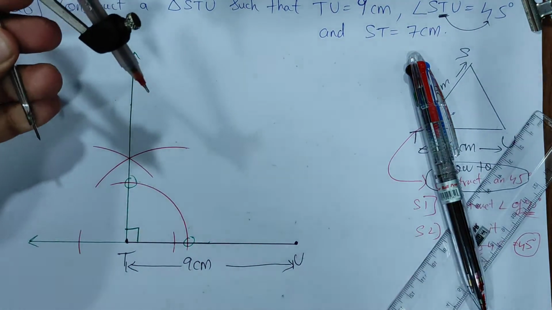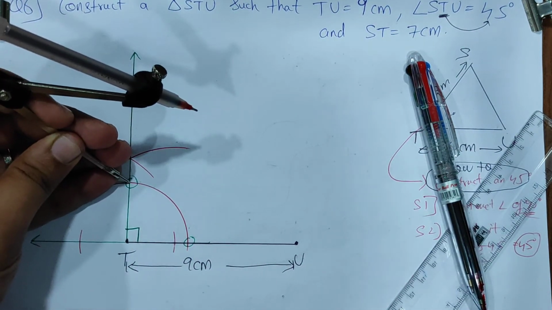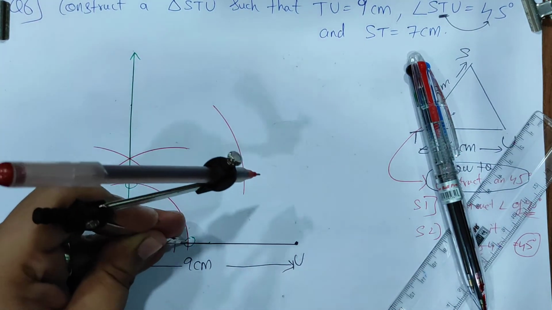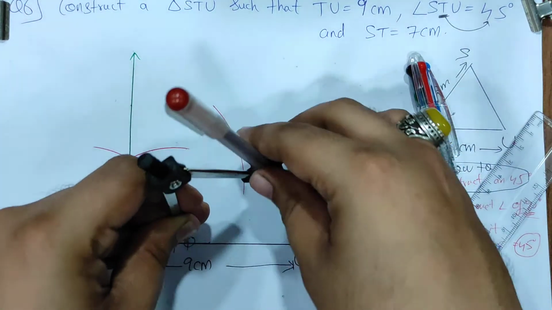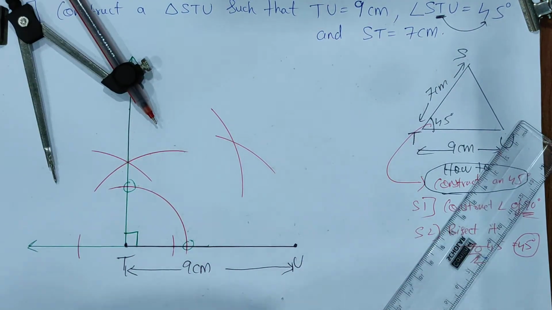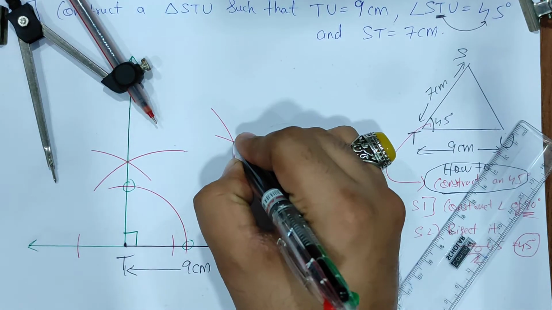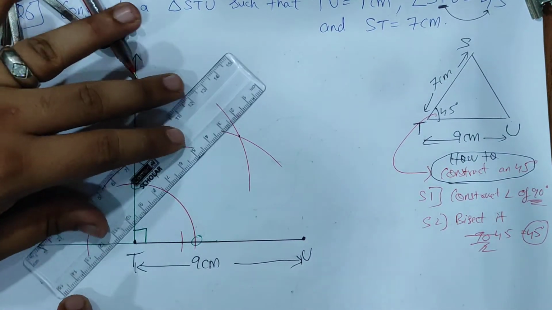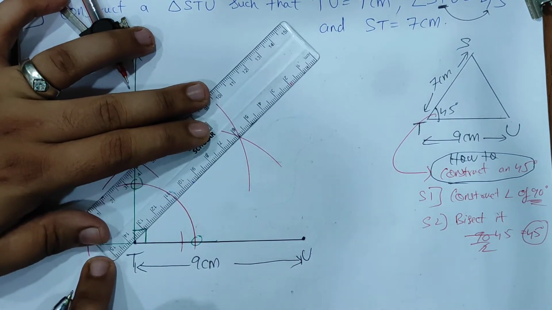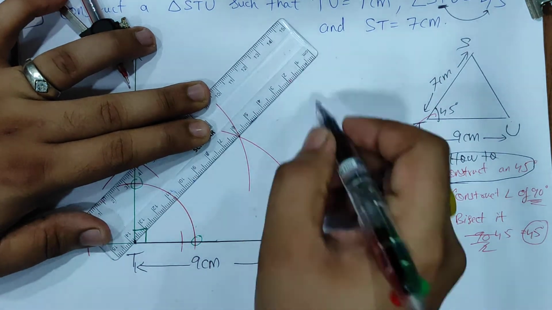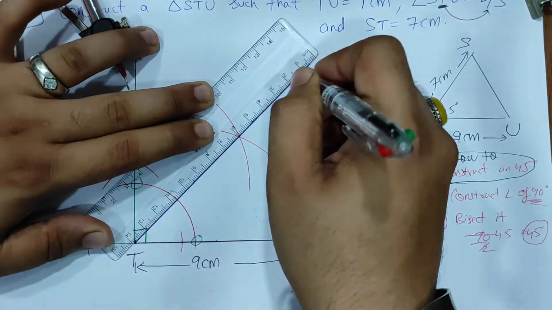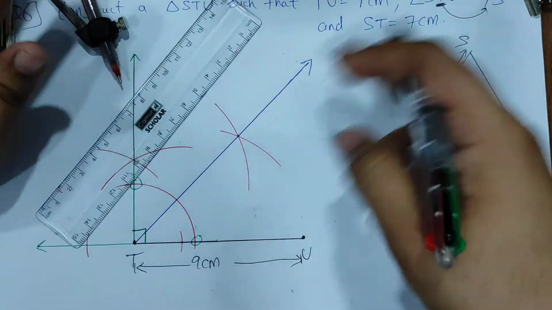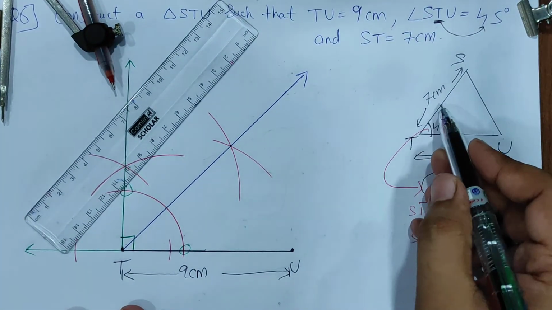Increase the radius, keep it at this point, an arc over here. With the same radius, keeping at this point, an arc over here. Okay, I'll highlight this point, and join this with T. Make a big line. See, it's 7 centimeter, but don't take it 7 centimeter. Extend it till the height of the page. Okay, this is 7 centimeter.